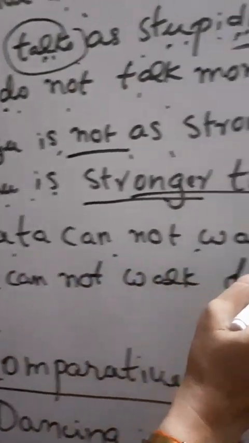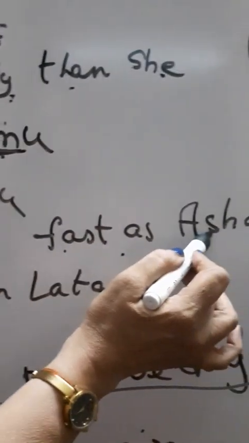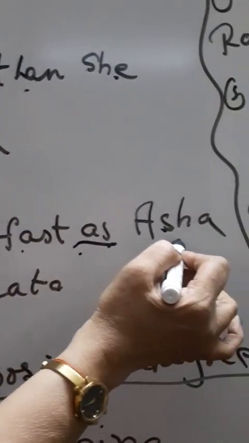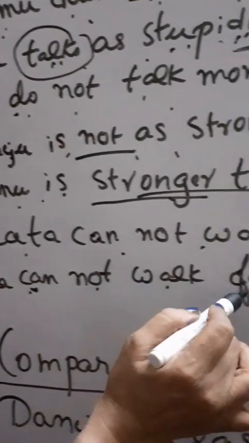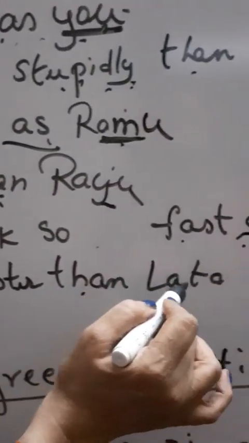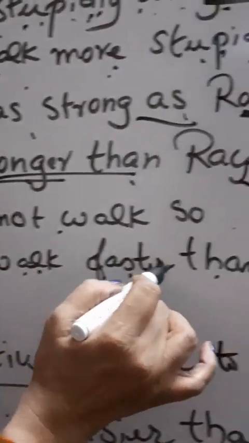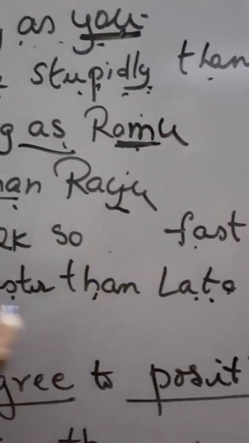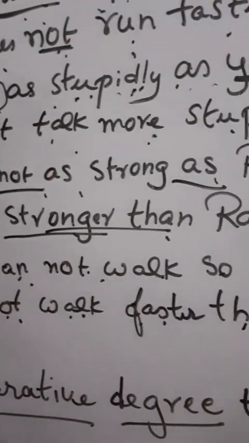Lata cannot walk so fast as Asha. Which word is there after as? Asha. Asha cannot walk faster than Lata. Now see, Lata cannot walk so fast as Asha. It means Asha cannot walk faster than Lata.